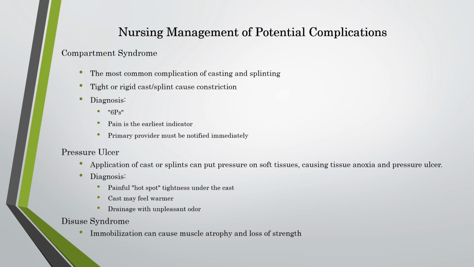So let me go over the other complications that can occur after the cast. Could be pressure ulcer. The application of a cast or splint can put pressure on soft tissue, which causes tissue anoxia and pressure ulcer. And how we should monitor it: painful hot spot, tightness under the cast. The cast may feel warmer, with drainage with unpleasant odor. You can see that some area of the cast changes color also. Another complication is disuse syndrome, where immobilization can cause muscle atrophy and loss of function.